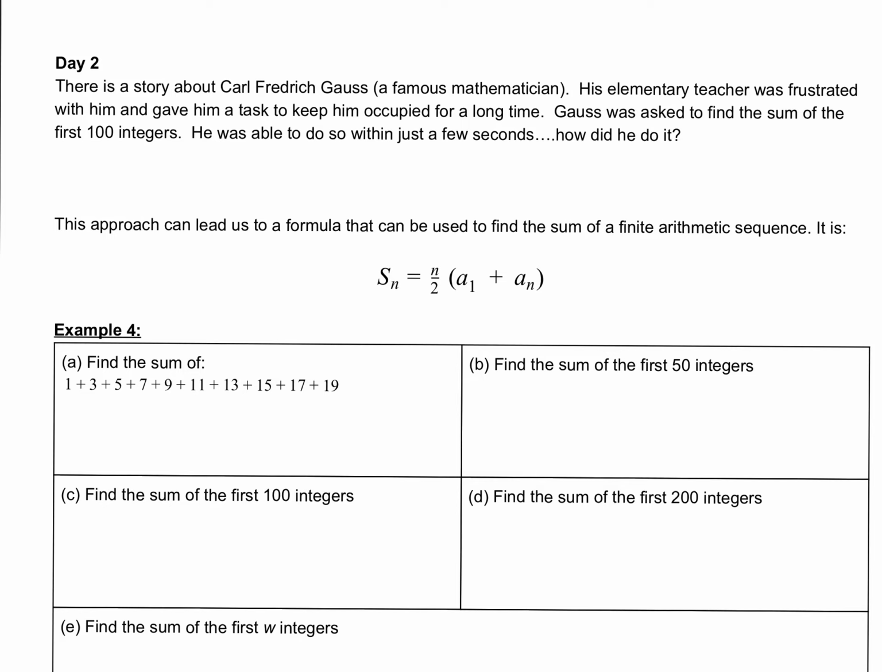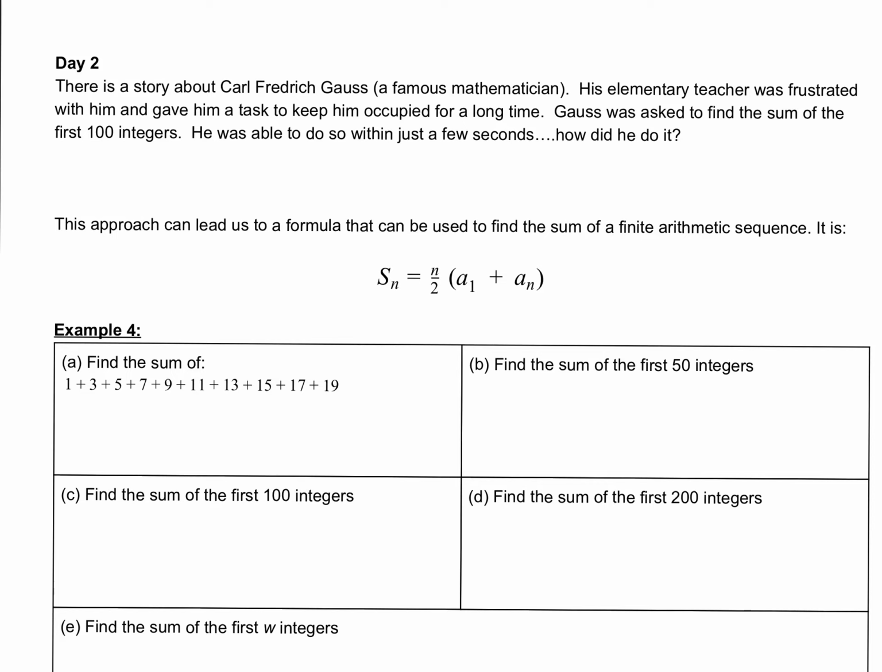So there's a story about a very famous mathematician named Carl Friedrich Gauss. And there's a story that his elementary teacher was very frustrated with him. He was probably acting out. He's one of those kids that just never stopped talking. And she got frustrated with him. So she thought, well, I'm going to keep him occupied for a little bit. I'm going to say, hey, Gauss, go find the sum of the first 100 integers.